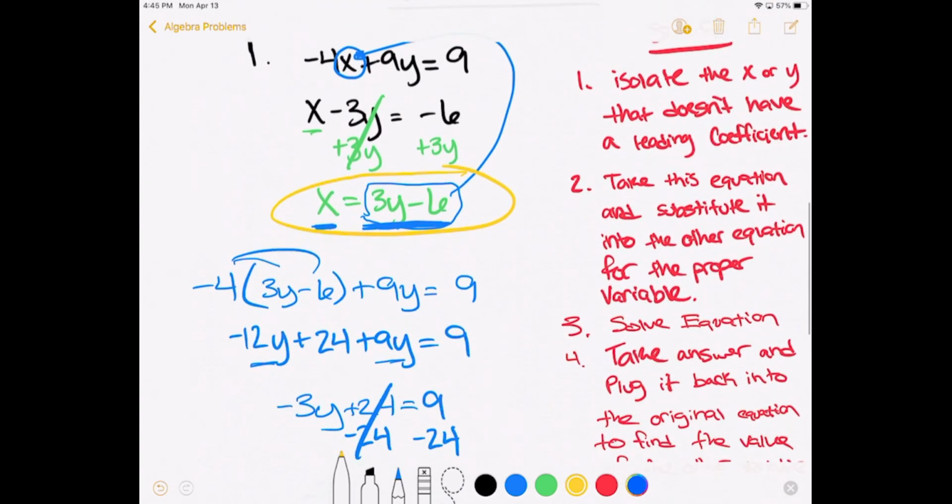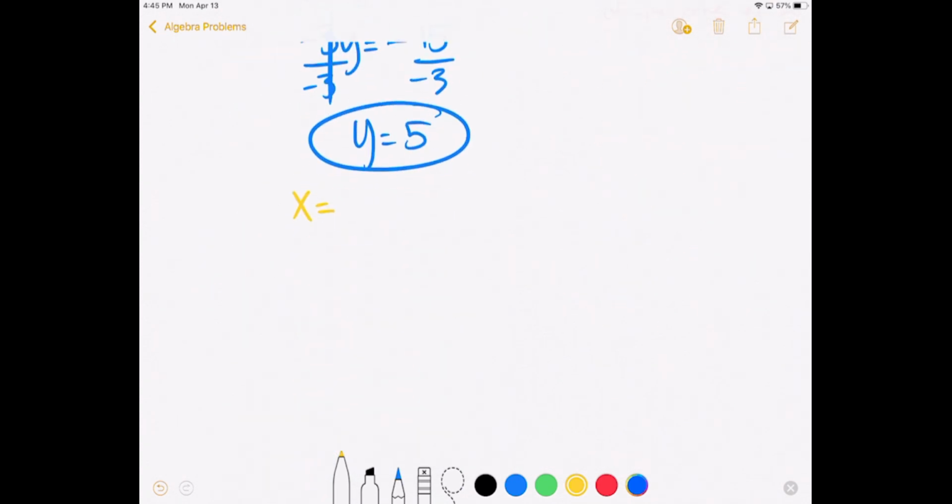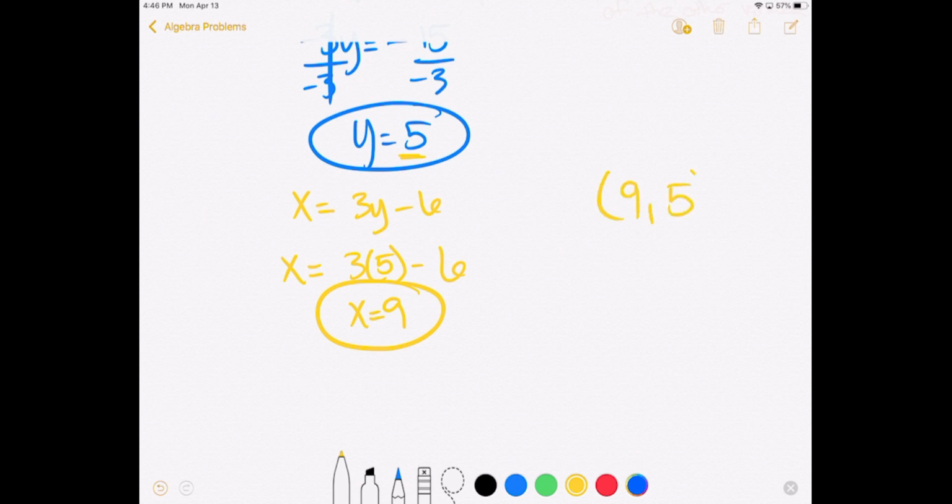So the equation we made was x equals 3y minus 6. But we know that y is actually a 5. Again, we're allowed to do that because we know that y is 5. So those two things can flip-flop spots. They can substitute in for each other. So when I do that, I get 3 times 5, which is 15. I subtract 6, and in the end, I get x equals 9. So my answer is 9, 5.